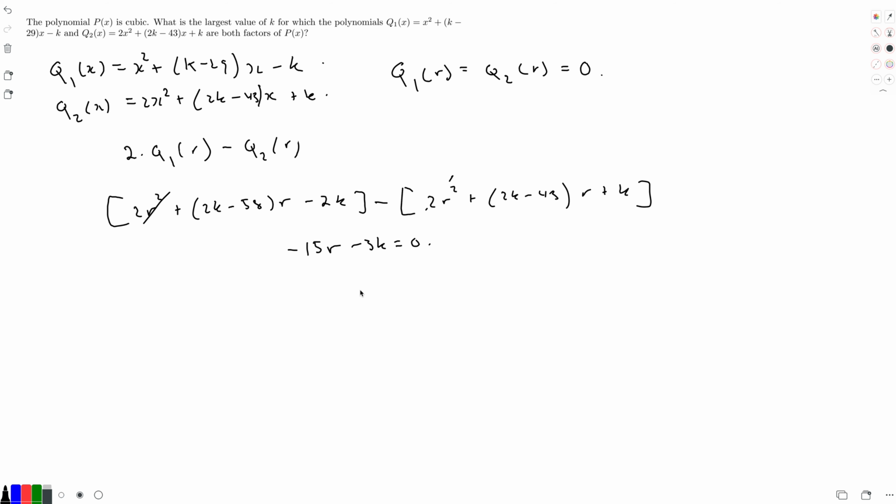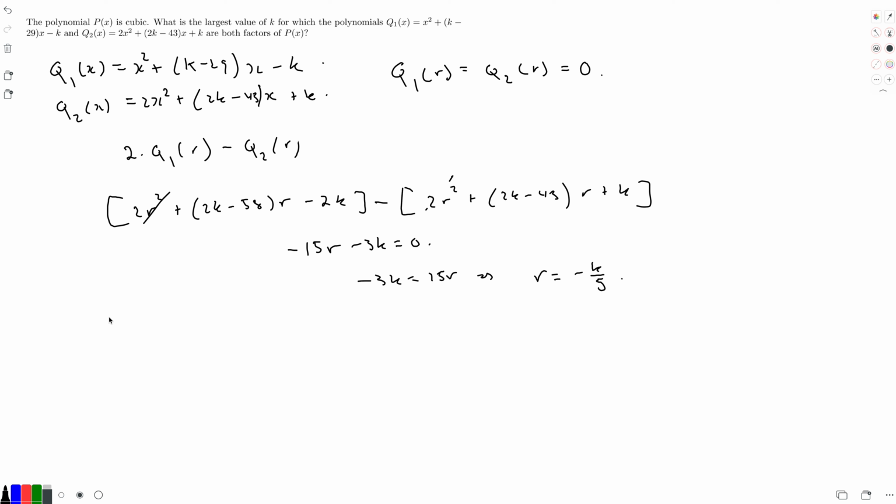So now we can solve for r in terms of k. Bringing negative 15r over, we get 15r equals negative 3k, from which r is equal to negative k over 5. Now what's good about this is that we have r in terms of k, so we can plug negative k over 5 into any of these polynomials to get a quadratic in terms of k, from which we can find possible values of k, and finally determine the values of k that work.